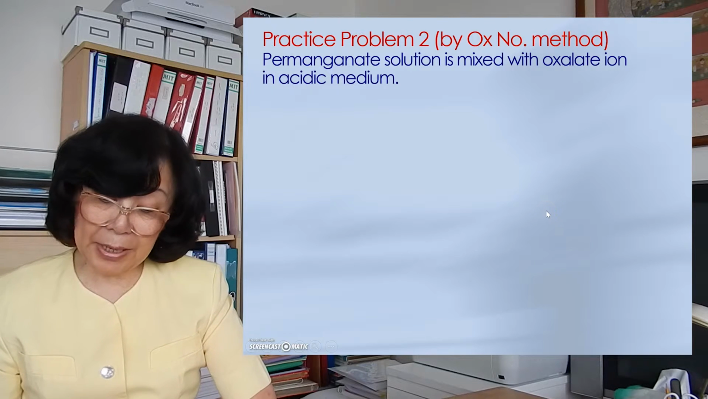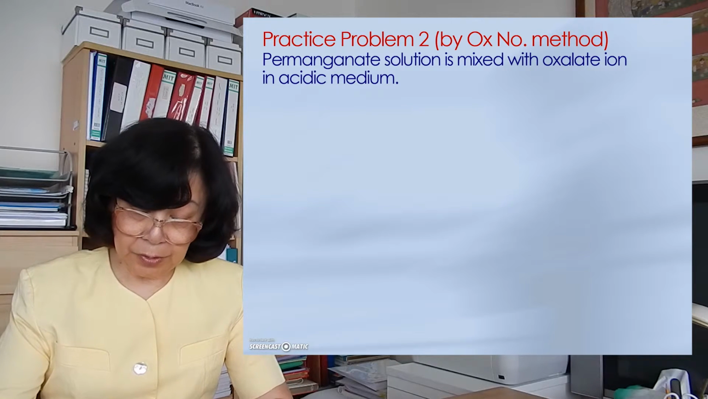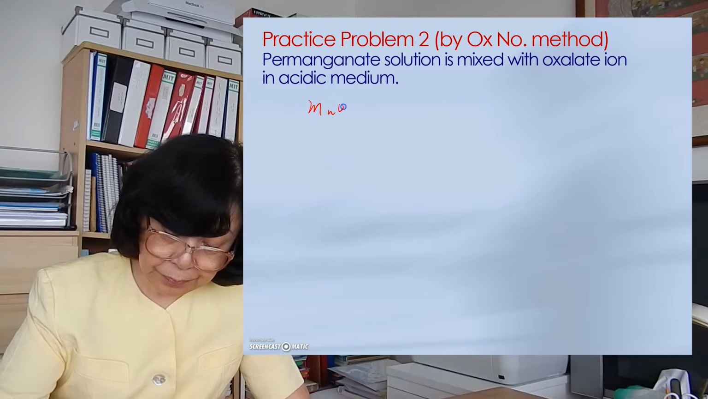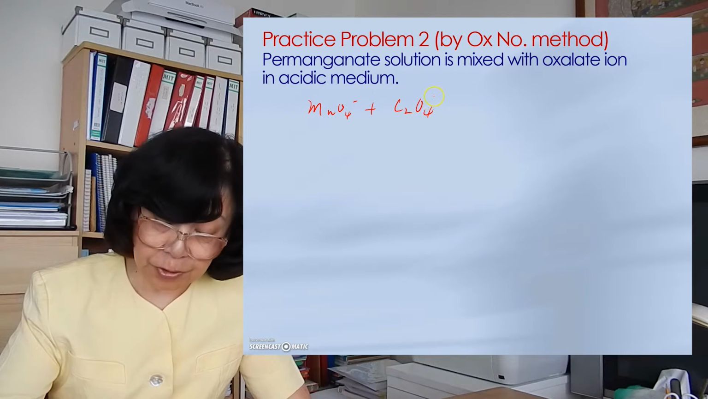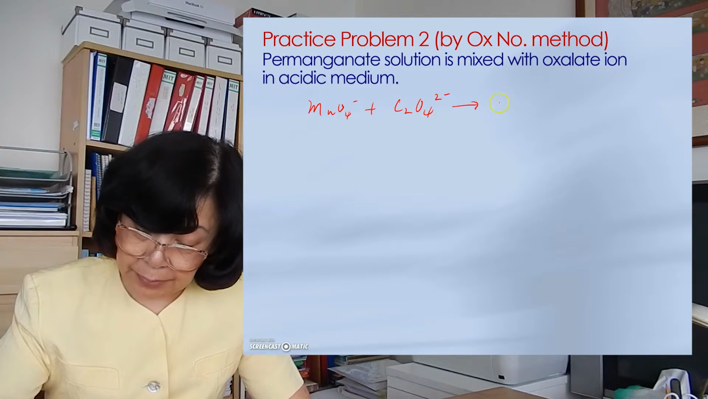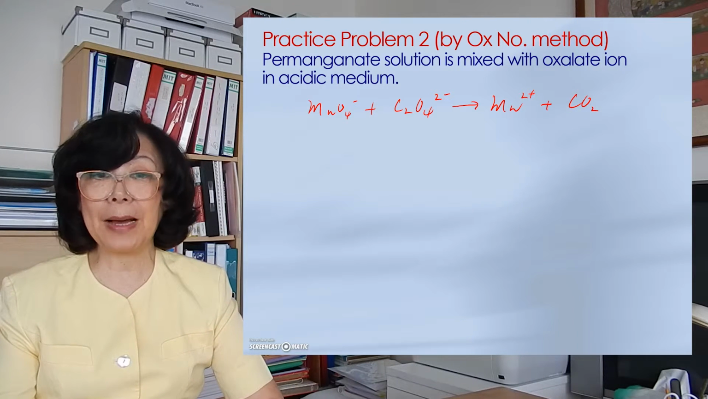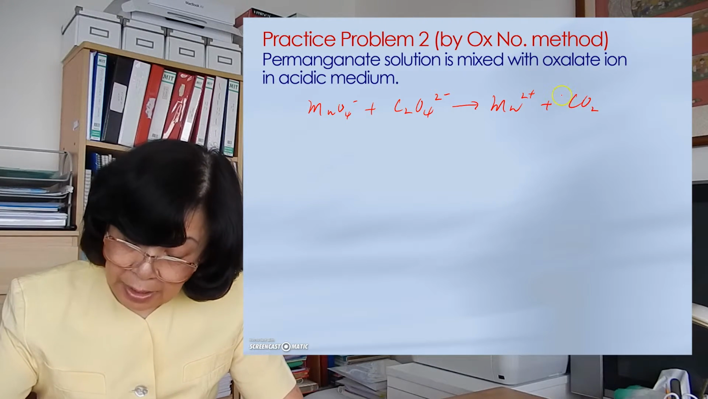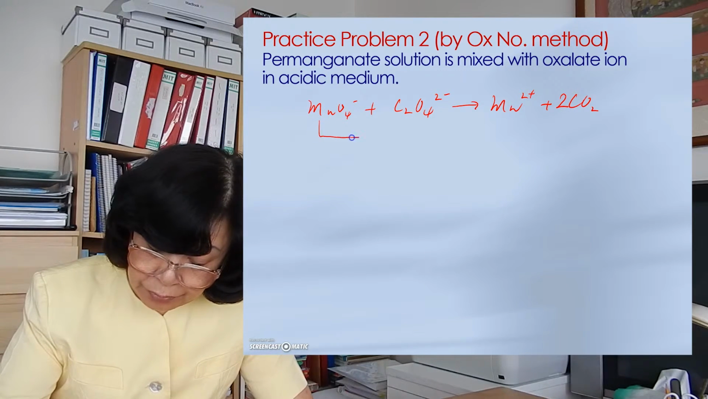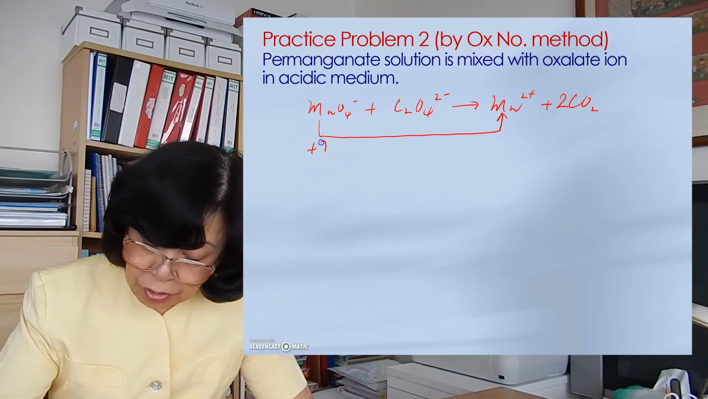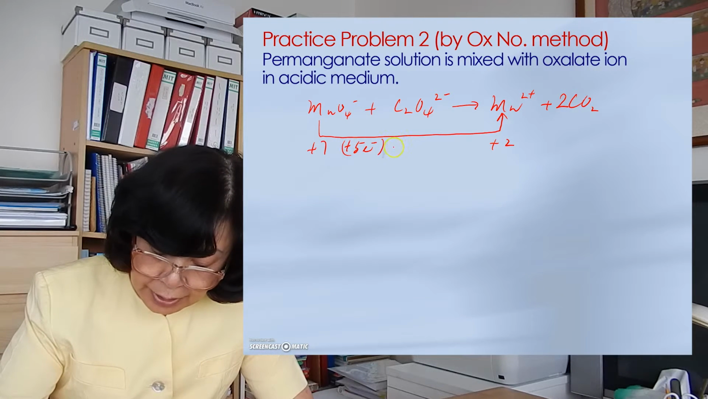The next question. Permanganate solution mixed with oxalate ion in acidic medium. So we have permanganate solution mixed with oxalate ion, C2O4 2 minus, to become Mn2 plus and CO2 gas. Okay, so first of all, I balance my carbon and oxygen, times this by 2 to balance the atoms. Now I look at changes in oxidation number. Manganese has gone from +7 to +2 by gaining 5 moles of electron, and this is called reduction.